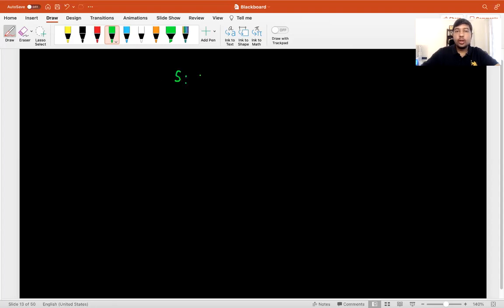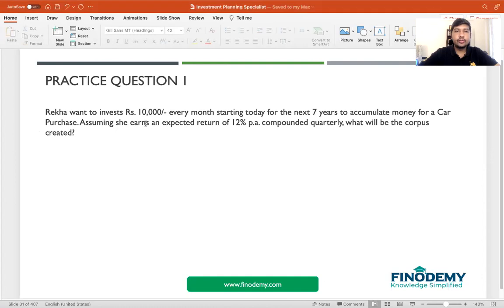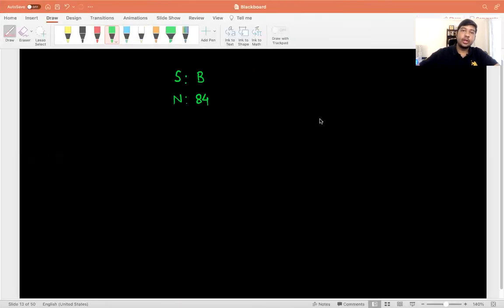SET will be BEGIN since nothing is mentioned. N will be 84. Why 84? Because it is a recurring cash flow invested every month for the next 7 years. So in 7 years, there'll be 84 monthly payments. So N in case of recurring cash flow will be the number of payments and not the number of years. Some of you have mentioned N as 7. That is not correct. N has to be 84.